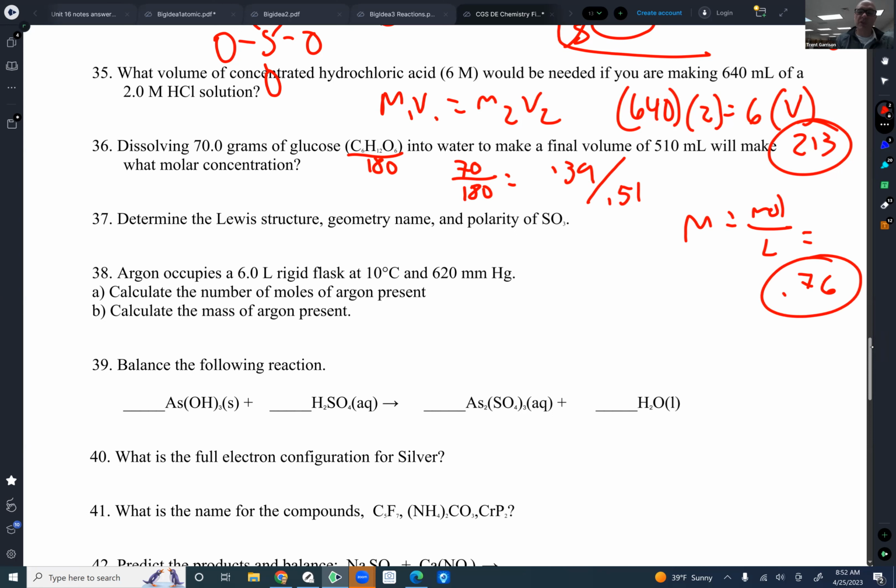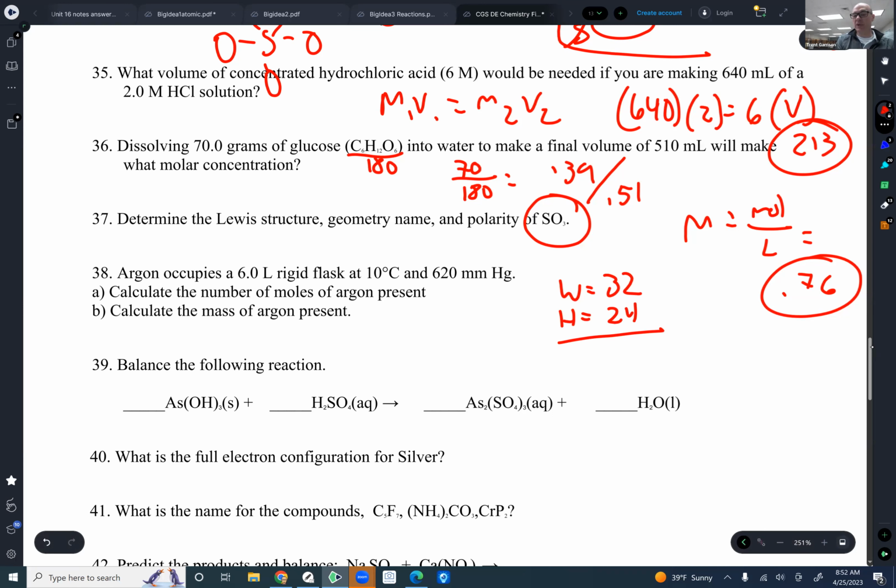Lewis structure, geometry, and polarity for SO3. So doing the exact same thing we did before, I have 32 for the want. The have this time is only 24 because I don't have the 2 extras. That's a difference of 8. So how that makes this look this time is that I will have a double bond for one of the sulfurs, no extra electrons. This is trigonal planar, and it is nonpolar.